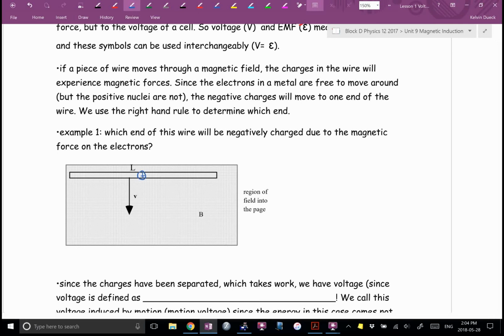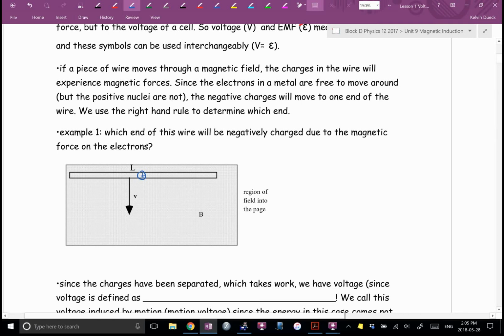Okay. Which way is the bar traveling? Down the page. So which way is the positive charge traveling? Since it's locked inside the metal bar, it's traveling down the page. Everybody point your right thumb down the page. What direction is the magnetic field?